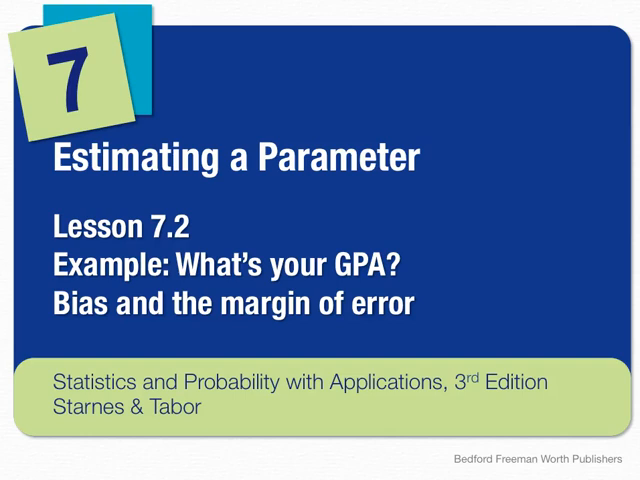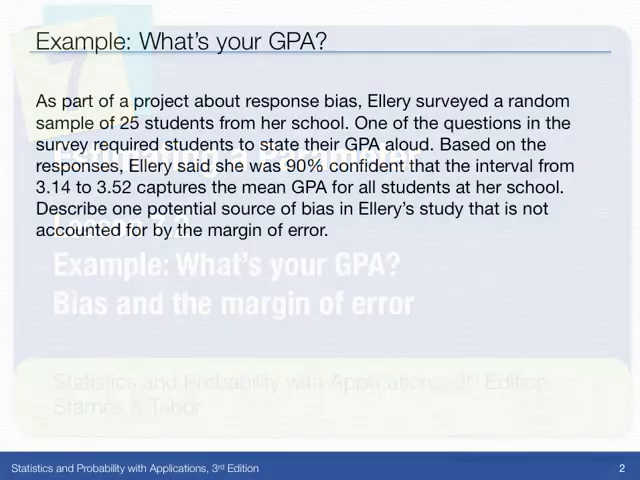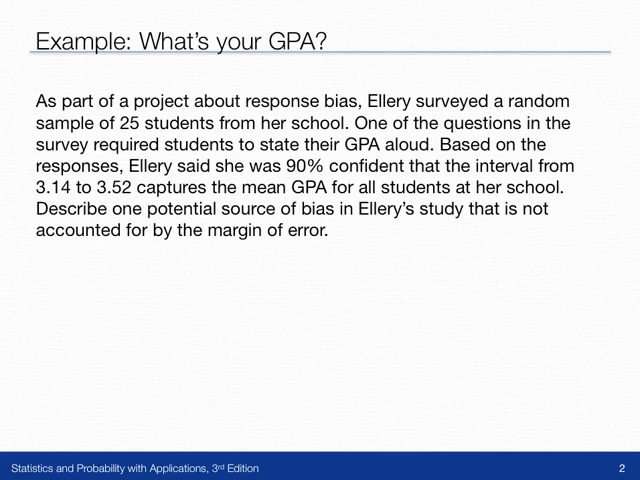In the lesson 7.2 example, what's your GPA? We're going to look at bias and how that affects the margin of error of a confidence interval. As part of a project about response bias, Ellery surveyed a random sample of 25 students from her school. One of the questions in the survey required students to state their GPA out loud.